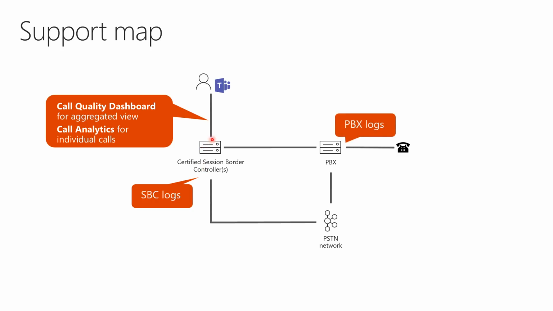If you have your SBC connected to a PBX, then you might want to look at the PBX logs in case you have any difficulties on calls between Teams users and PBX users. And then finally, if you have troubles on calls to your PSTN, you might want to look into the connection to the PSTN and see if any problem is there.